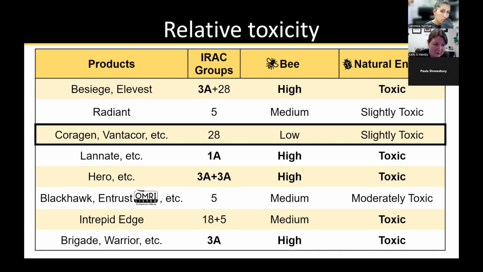So one of the reasons that we often recommend Coragen or Vantacor, especially during pollen shed, is because it both has low toxicity to bees and it is also less toxic or slightly toxic to natural enemies compared to these other products. And specifically the Coragen or Vantacor, that's a single group 28 active ingredient. As soon as you add that pyrethroid, then it loses that safety for bees and natural enemies.